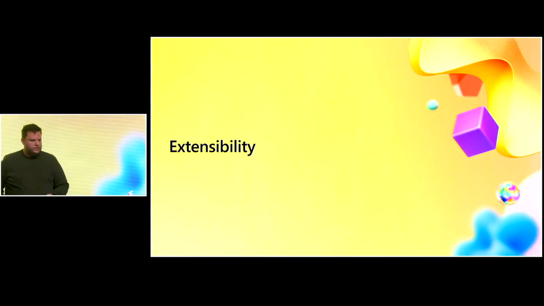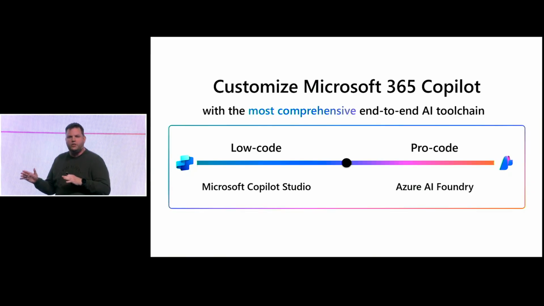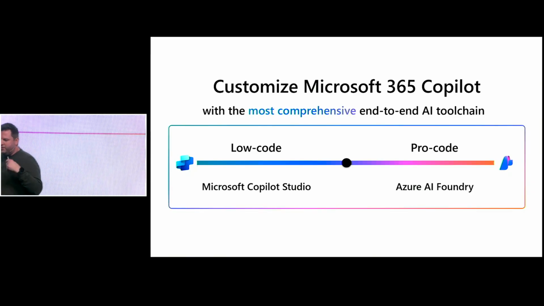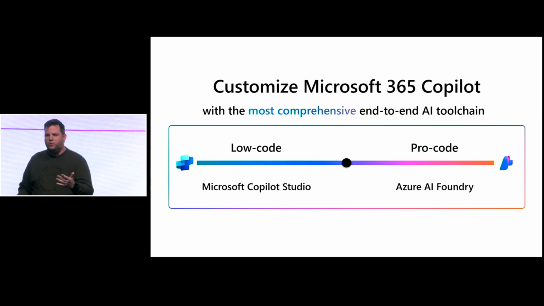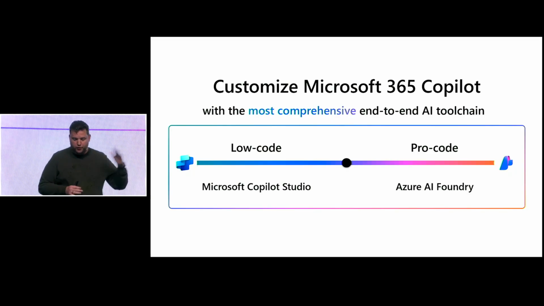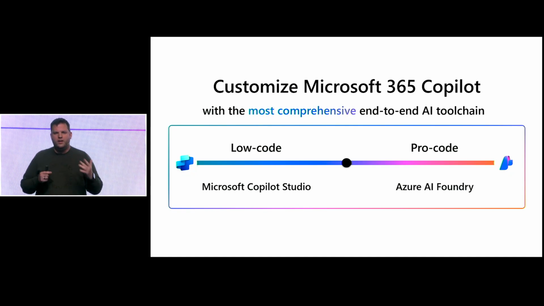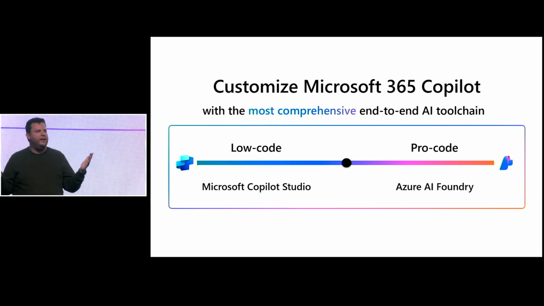Okay, so extensibility, I haven't really talked about that so far, but what's really cool about the whole Copilot experience when you want to create stuff in, for instance, Microsoft Copilot Studio, is that you can do the low-code way of creating agents, but there's also a more pro-code way, and that's Azure AI Foundry. You can do a whole bunch of things with code. So if you want to do a more code-first approach, you can do that with Azure AI Foundry.